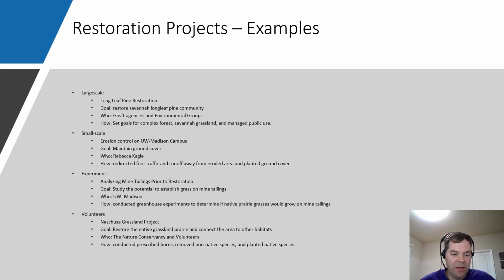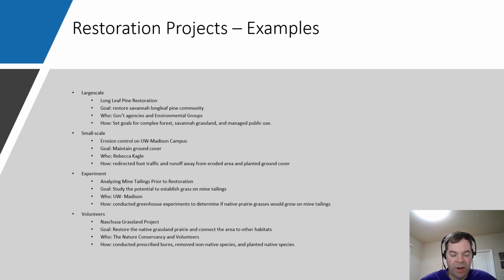A small scale project was the erosion control project on the University of Wisconsin-Madison campus. The goal of this project was to reduce erosion and maintain ground cover in the area. It was done by Rebecca Cagle, and she did this by redirecting foot traffic and stormwater runoff away from eroded areas, and they planted ground cover on these eroded areas.